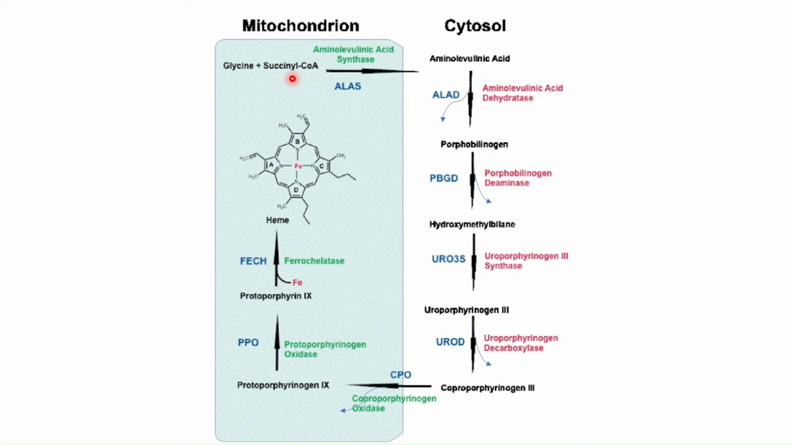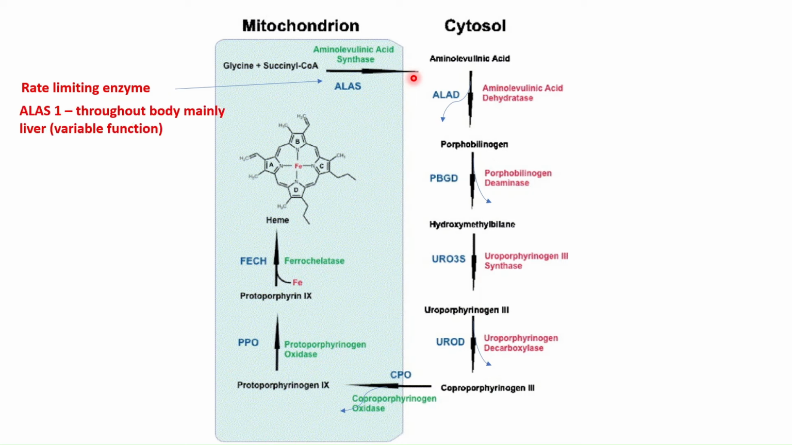The enzyme which is required is ALA synthase, aminolevulinic acid synthase. It is in the name of the enzyme itself, so you know what the product is going to be. It is ALA synthase, so aminolevulinic acid is getting formed. Now this enzyme is the rate limiting enzyme. You have two types, ALA synthase 1 and ALA synthase 2. ALA synthase 2 is present in the bone marrow, and it has a constant function.